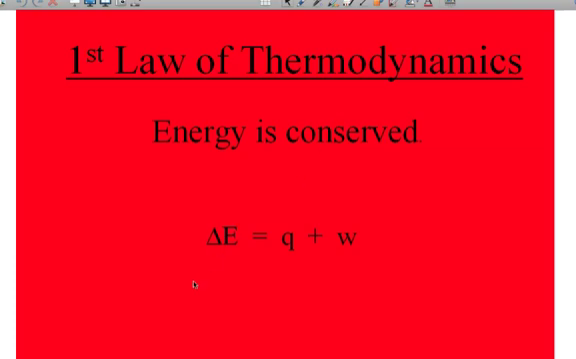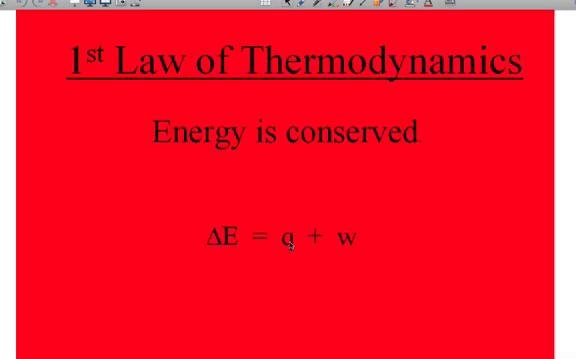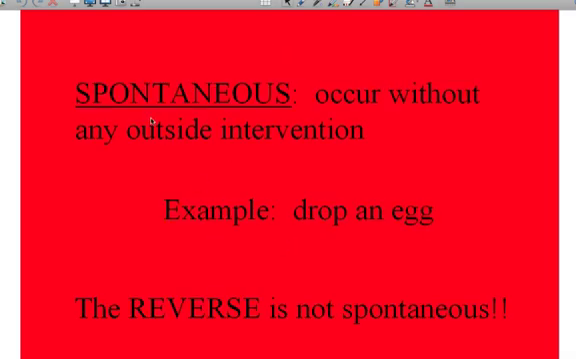Okay, so far we've gone over the first law of thermodynamics, which is that energy is conserved. Don't forget delta E, the change in energy, is equal to Q plus W, which is work plus heat. We're going to start introducing a couple new terms, some new vocabulary. First one is spontaneous. Any reaction that occurs without any outside intervention.